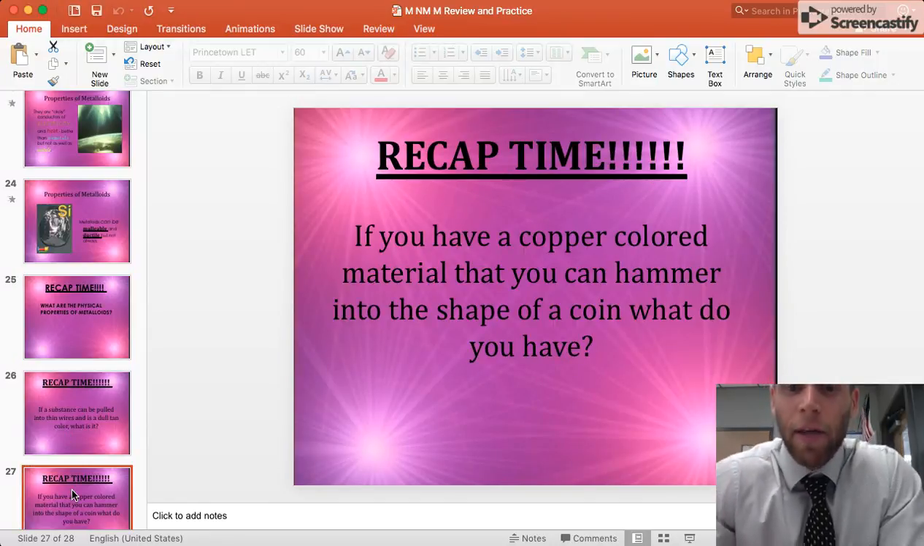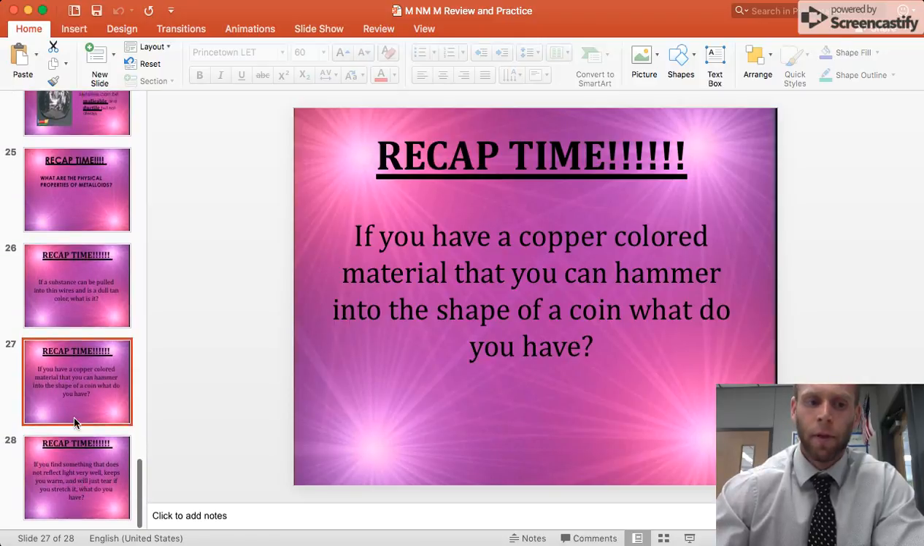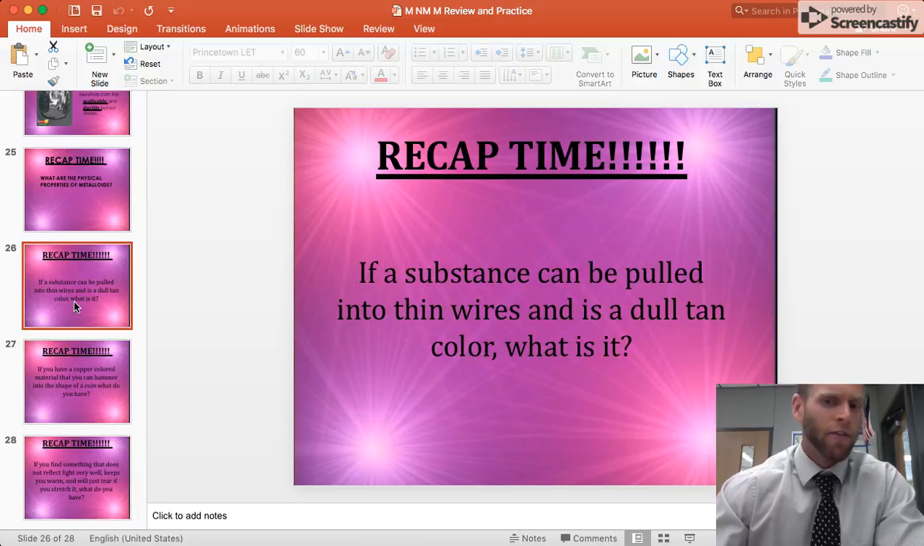Recap time. If you have a copper-colored material that you can hammer into the shape of a coin, what do you have? Do you have a metal, nonmetal, or metalloid? If a substance can be pulled into thin wires and is a dull tan color, what is it? Is it a metal, nonmetal, or metalloid? So it's dull, but can be drawn into wires.